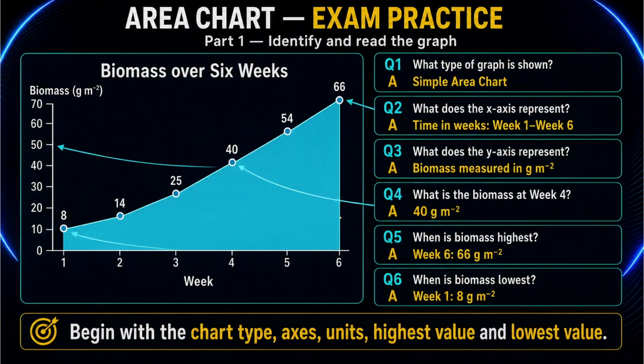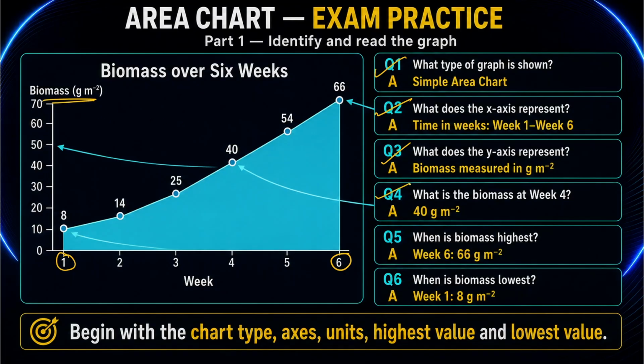Now let's practice some exam-oriented questions. Question 1. What type of graph is shown? It is a simple area chart. Question 2. What does the x-axis represent? The answer is it represents time in weeks from week 1 to week 6. Question 3. What does the y-axis represent? For that, the answer is it shows biomass measured in grams per square meter.